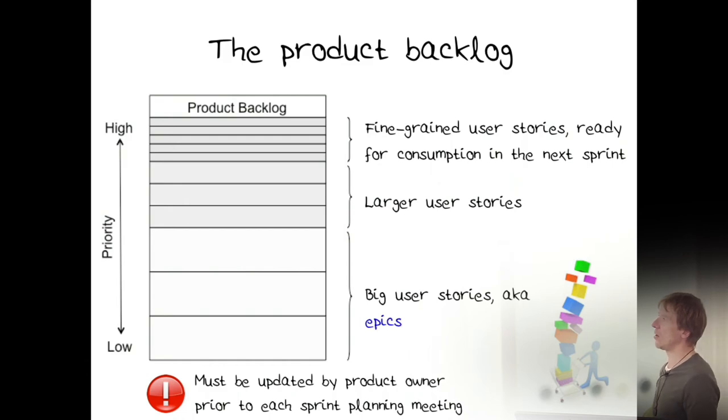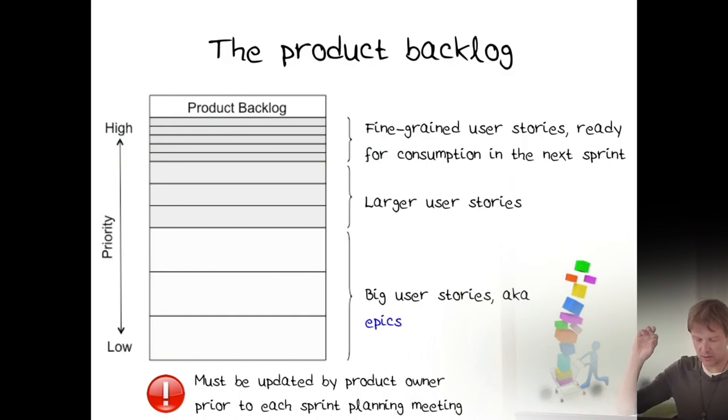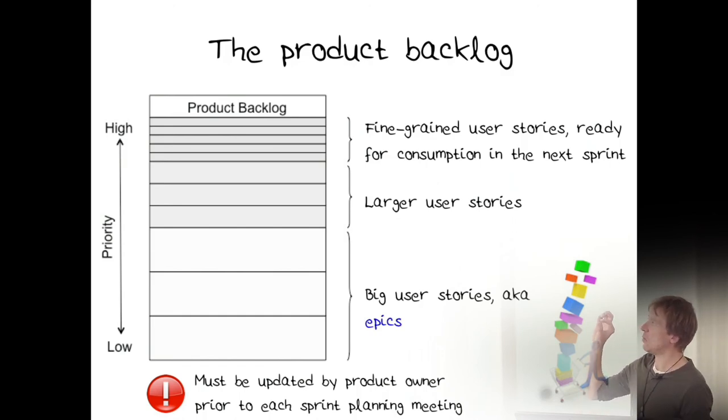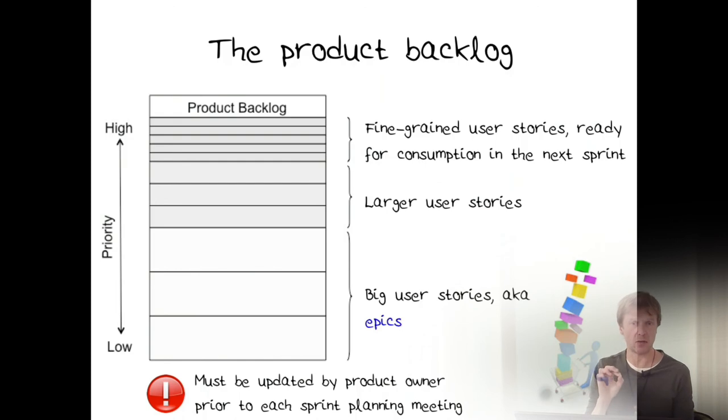So the product backlog. As I said, it's prioritized, and the higher the priority of a user story on the product backlog, the more fine-grained it needs to be. Because the top stories here, this is what the team looks at in the sprint planning. So they need to be very well understood by the product manager. They cannot be too abstract.